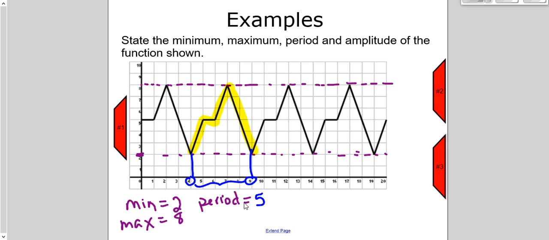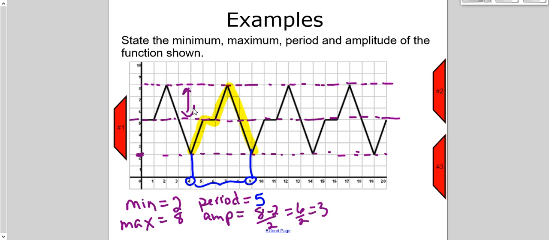And then lastly is my amplitude. So remember, your amplitude is your max minus your min divided by 2, which is 6/2, which equals 3. Another way to do that is just go halfway in between 8 and 2, which is right here at 5. And then I can just measure out the difference between 8 and 5, or the difference between 5 and 2. That would also give it.